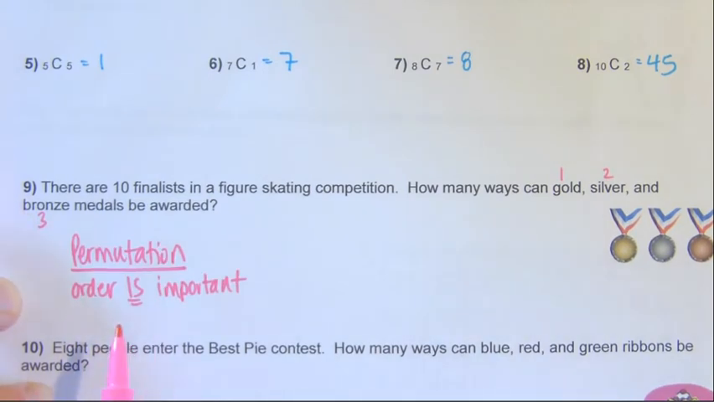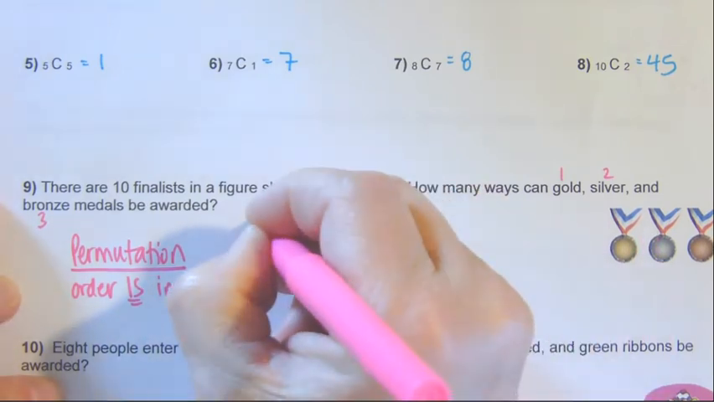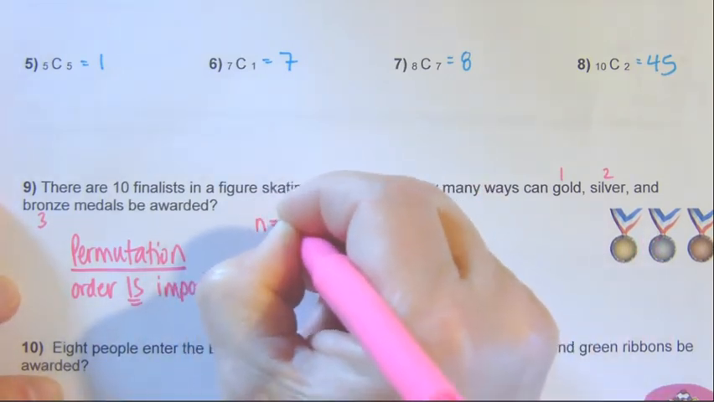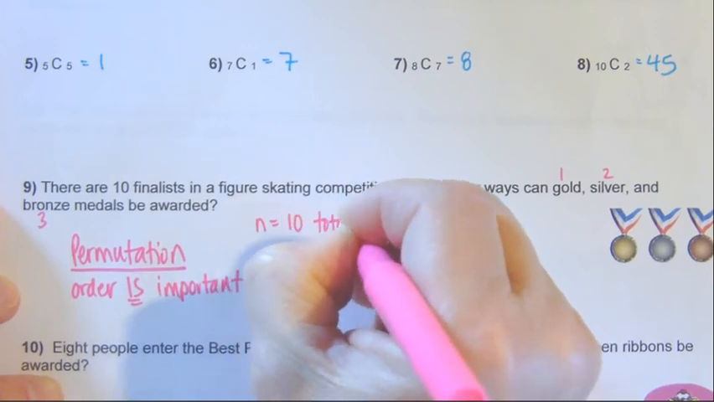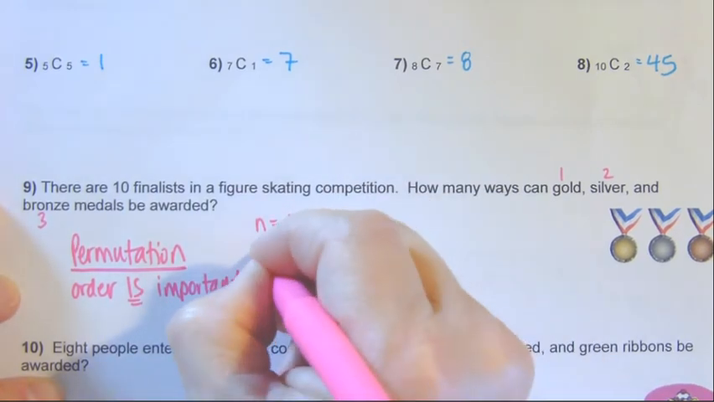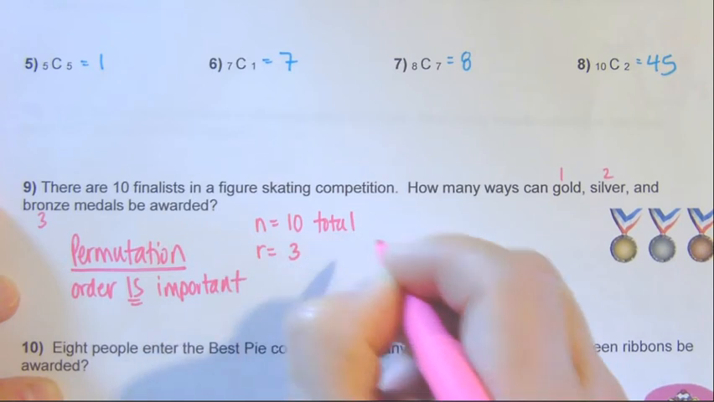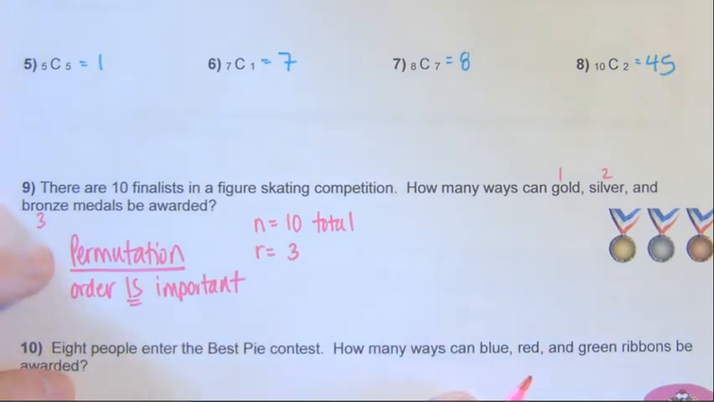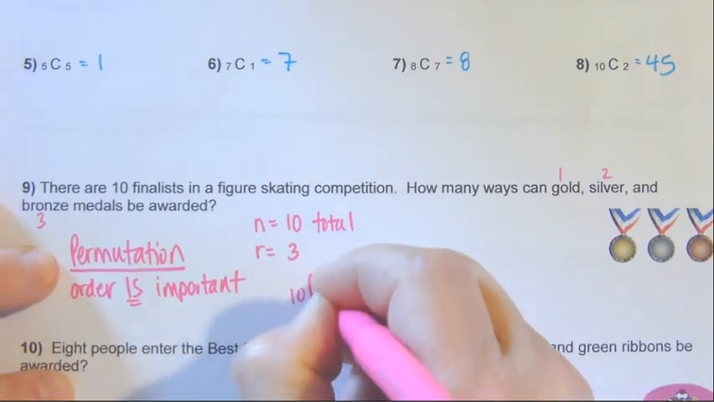The order is important. A gold medal is better than a silver medal. So we have N is our total. That's 10 total people in this competition. And R is what I want. I have 3 medals. So we said it's a permutation. You're going to do 10P3.